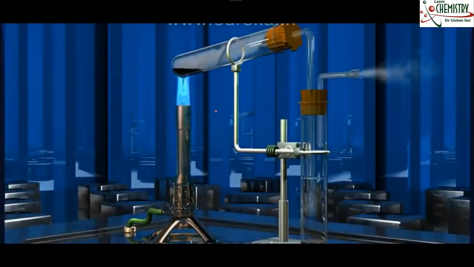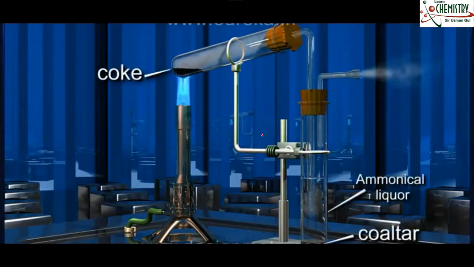Okay, now let's talk about the summary of this one. We have this assembly for the destructive distillation of coal in the lab. Basically we have coke, coal tar, ammoniacal liquor, and coal gas. These are the four products of the destructive distillation of coal. Okay, now let's talk about the same thing with the help of a flow chart.